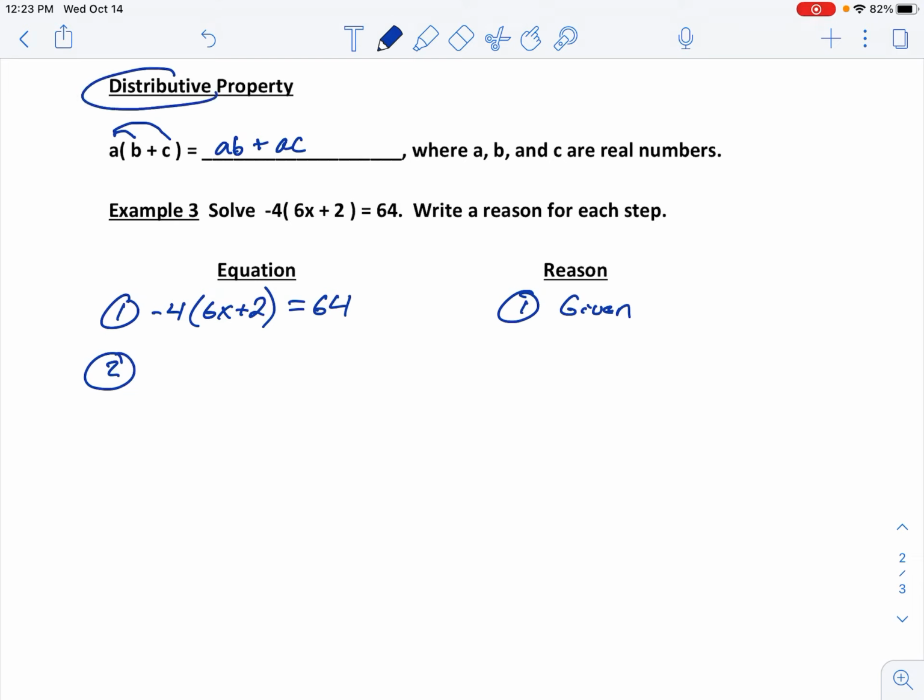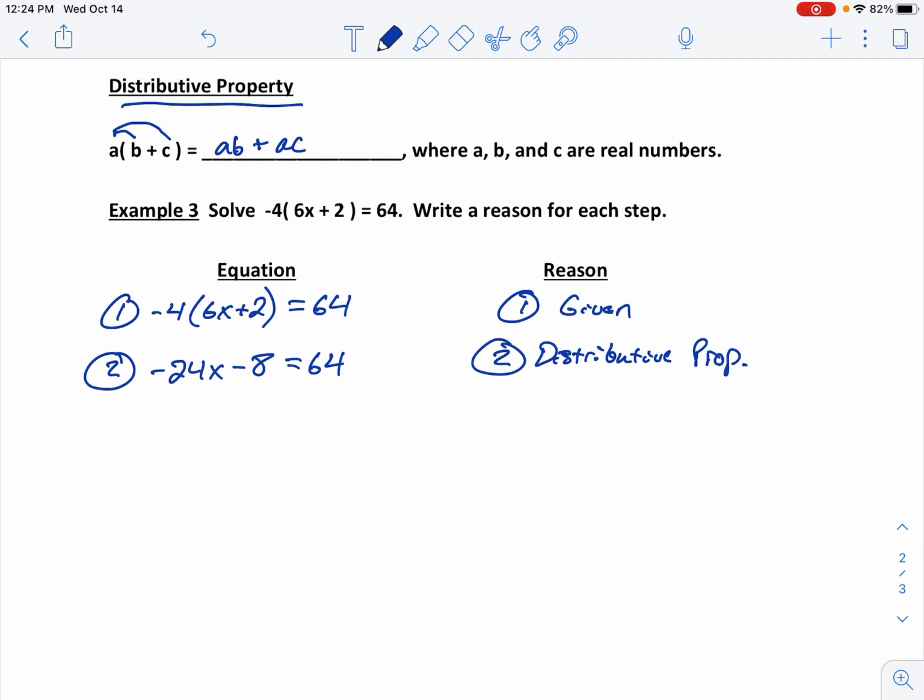So going to step 2 here. I'm going to go ahead and use this newly found distributive property and distribute that negative 4 in to get negative 24x minus 8 equals 64. My reason, like I just said, was the distributive property. I'm going to say distributive prop. You can see up here, distributive prop, just kind of shortening up that property there. My statement number 3, I have negative 24x, and I'm going to add 8 to both sides. Kind of gives away what I'm going to say here. Add 8 to both sides to get 72. So if I'm adding the same thing to both sides, that would be the addition property of equality.